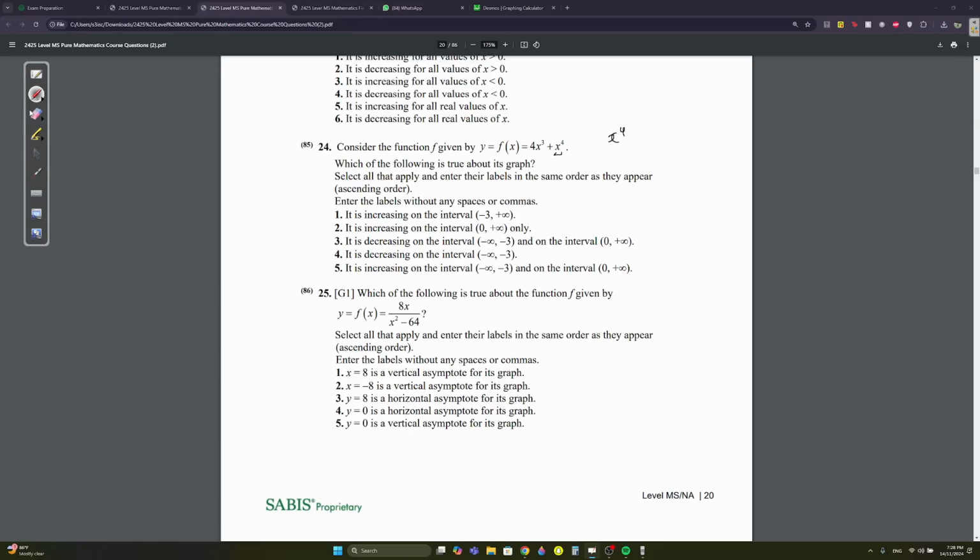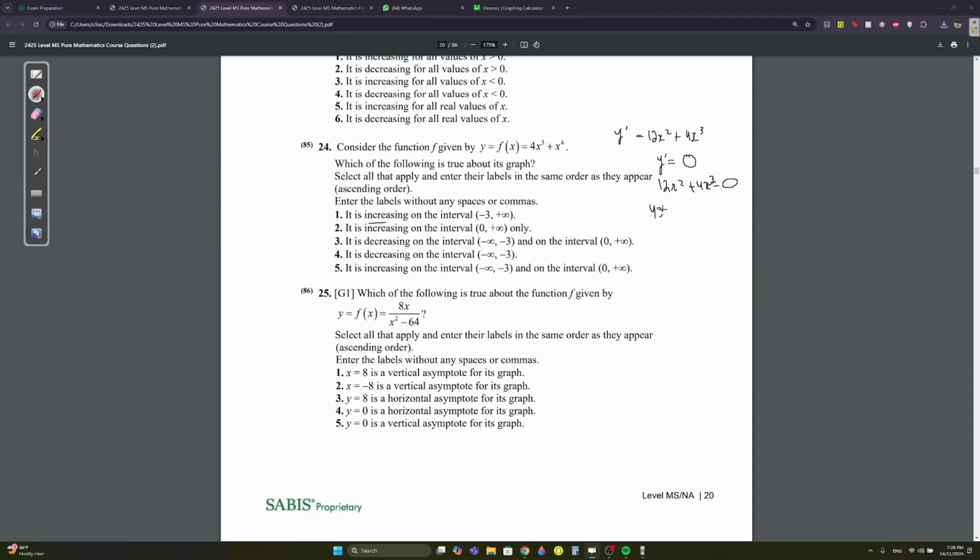Oh wait, no. They're saying increase and decrease. Sorry, why did I say behavior? For increase and decrease, we study y prime. In this case, y prime is going to be equal to 12x squared plus 4x cubed. When is it increasing? When is it decreasing? You always find first when it is equal to 0. If 12x squared plus 4x cubed equals 0, what would be x?